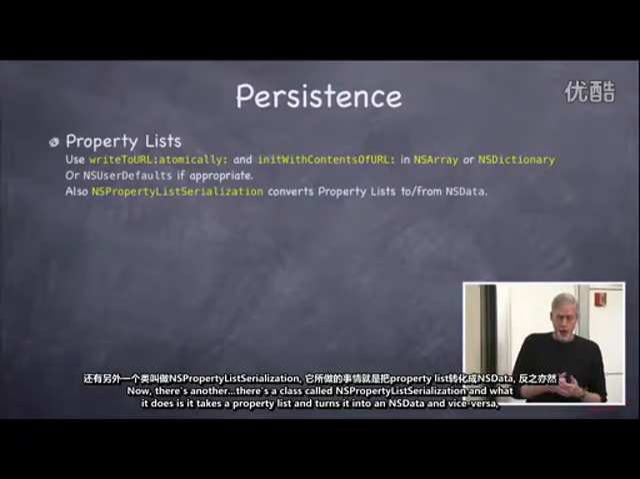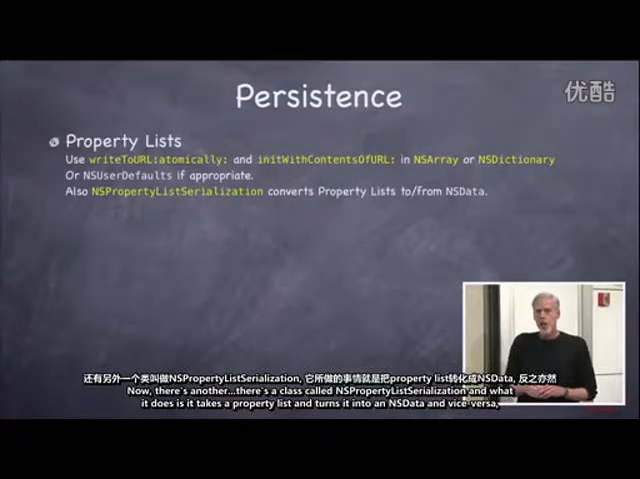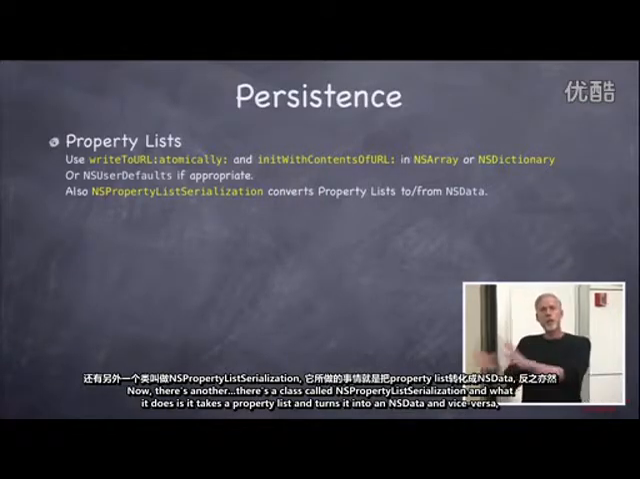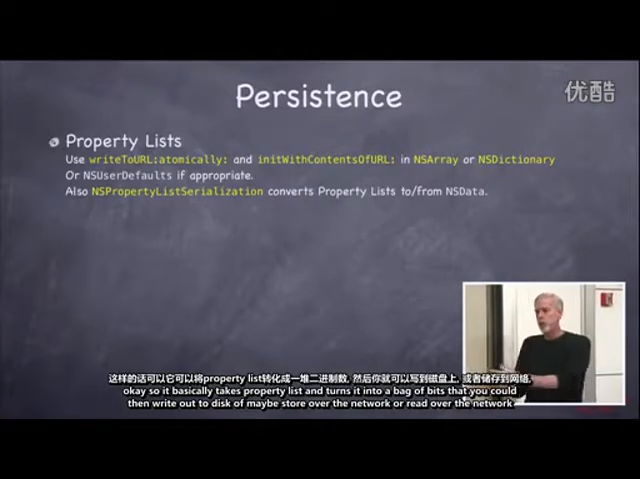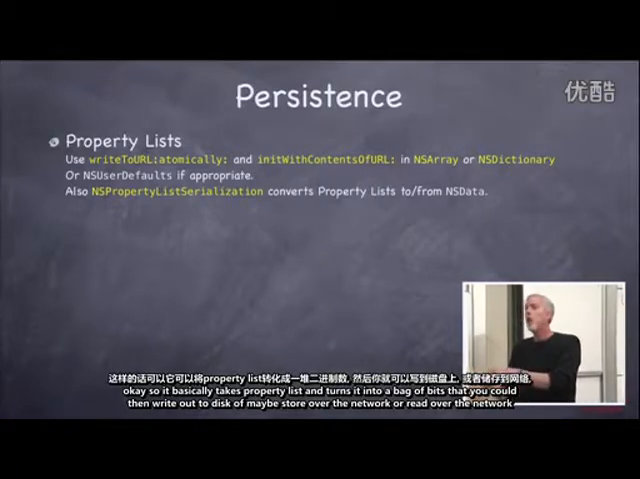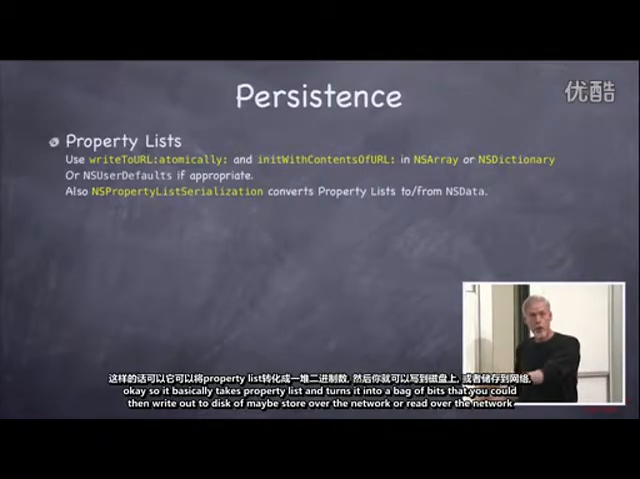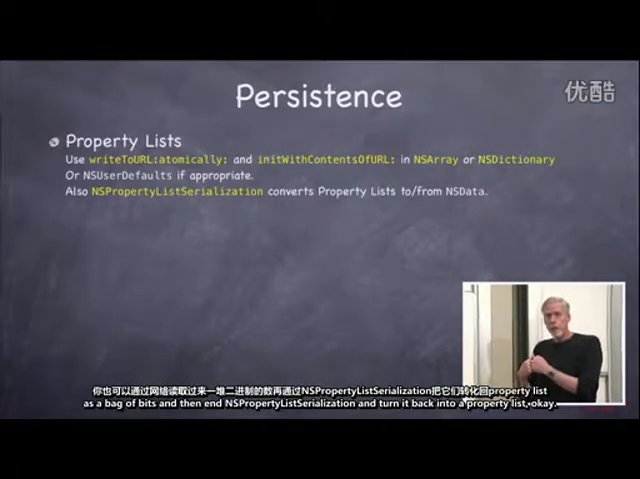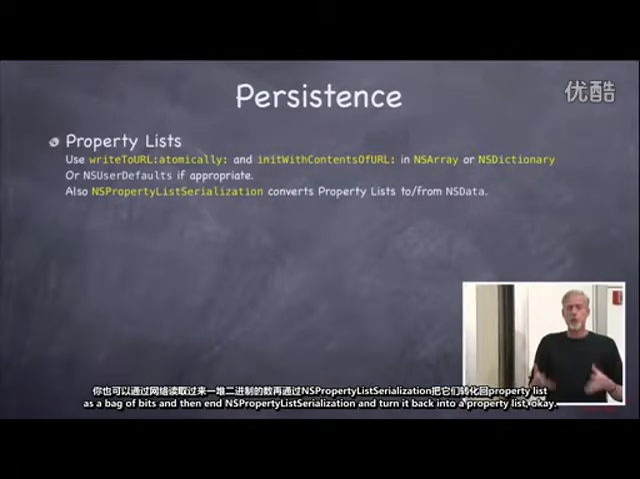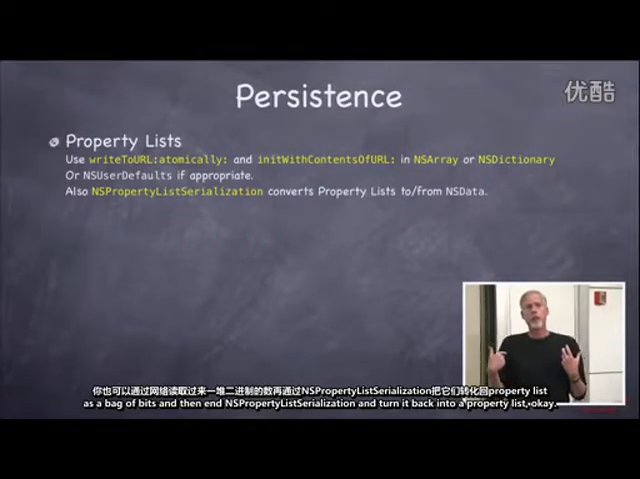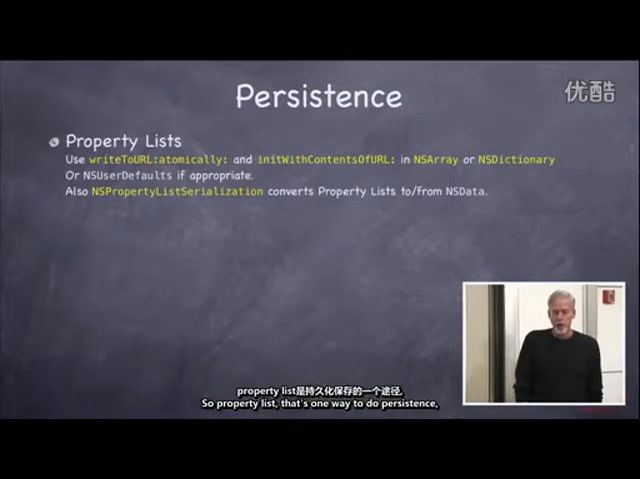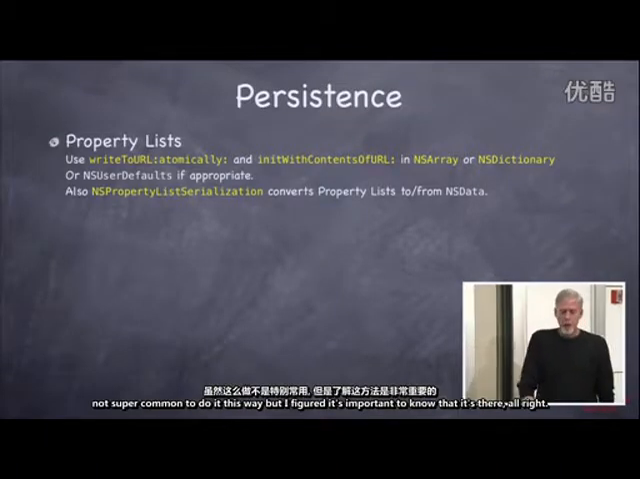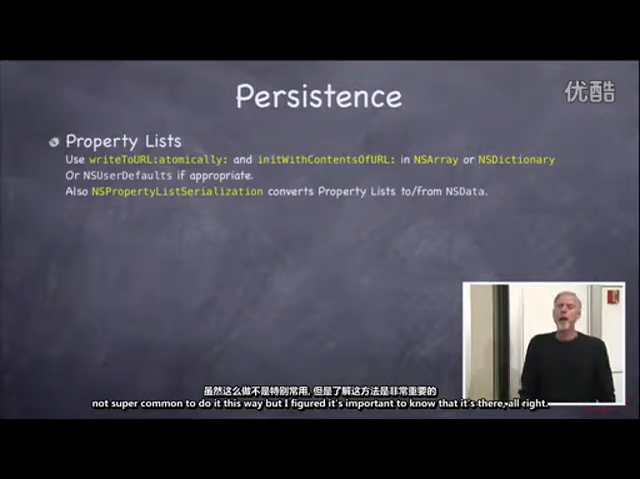Now, there's a class called NSPropertyListSerialization, and what it does is it takes a property list and turns it into an NSData, and vice versa. Okay, so it basically takes a property list and turns it into a bag of bits that you could then write out to disk, or maybe store over the network, or read over the network as a bag of bits, and then NSPropertyListSerialization can turn it back into a property list. Okay, so that's another way. Go through an NSData and then you use NSData's API. So property list, that's one way to do persistence. Not super common to do it this way, but I figured it's important to know that it's there.